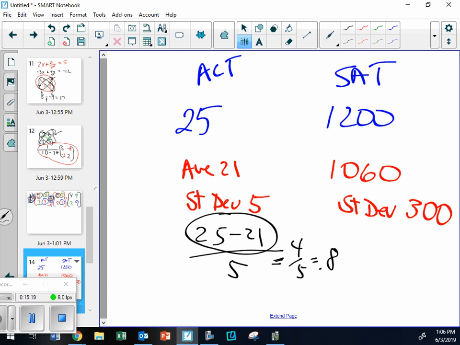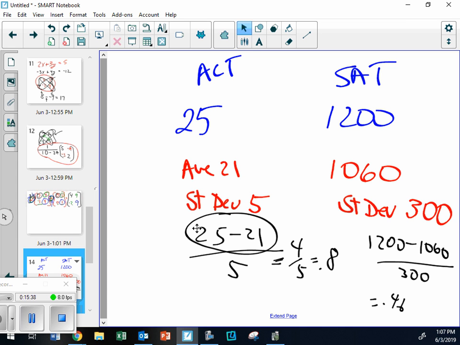And how about Mr. SAT over here? He was also above average, I can tell. So you go 1200 minus 1060, divide by 300, and help me on this one. What did he get? 0.46? All right. Pretty easy to tell who did better, isn't it? Okay, because they're way closer to 1 standard deviation above average.